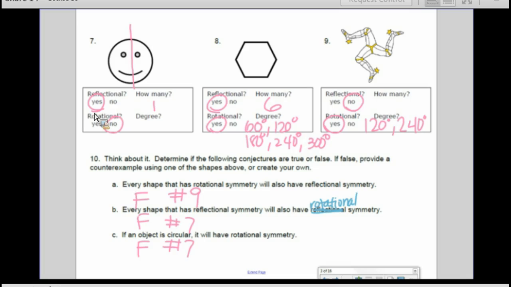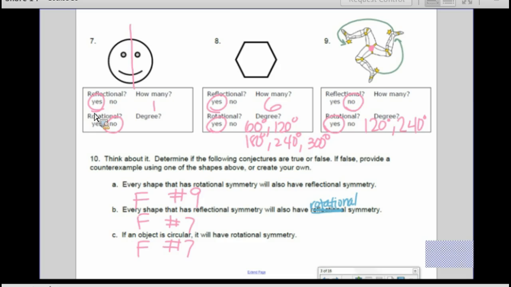So if I had not a line now, if I had a dot, and I took that figure and I turned it to where this star landed on this star, I turned the whole figure, would it look the same as it started? If I turned that and the star landed on the star, it would look the same as it started. It has rotational symmetry.